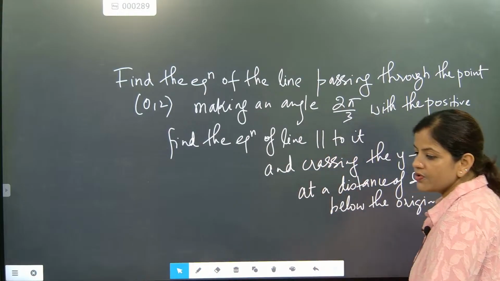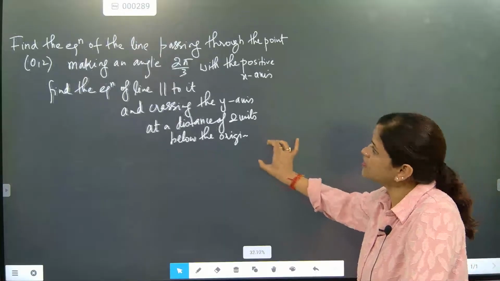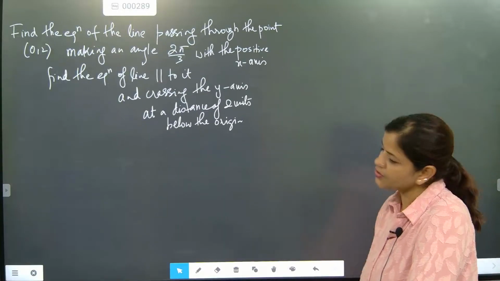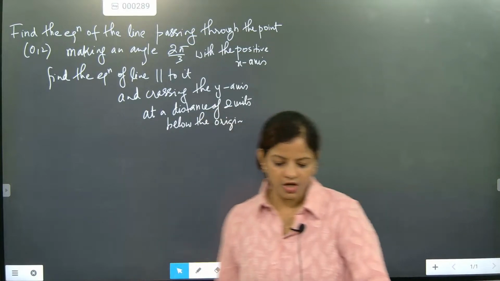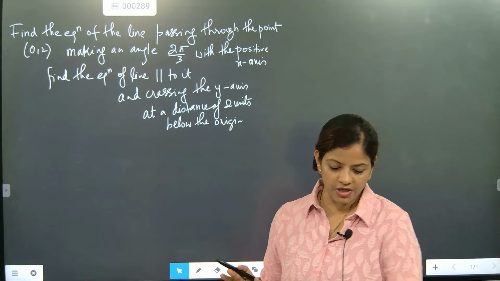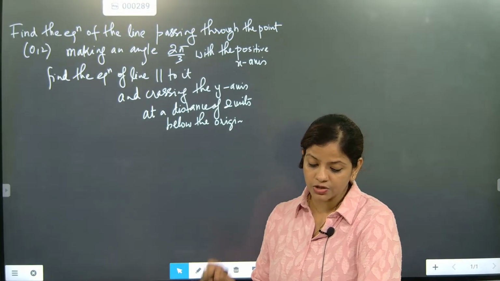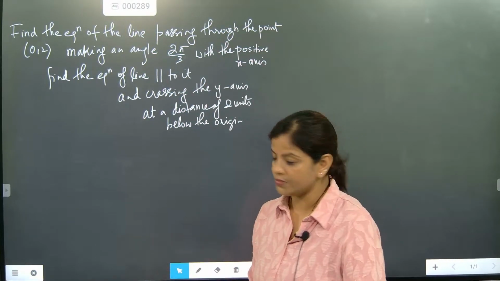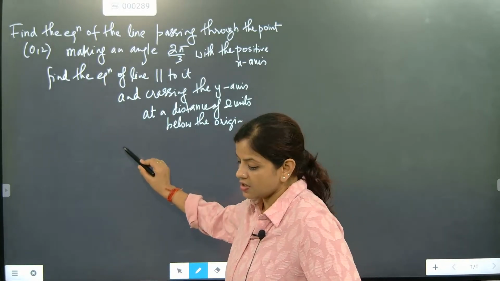So now what we are going to do, we'll shift the question to one side so that we can solve it. Now what is the question given to you? One time I'm reading the question so that you can understand it first. The most important thing here is: find the equation of the line passing through the point 0, comma 2. So one line is there. Roughly we are going to draw this.